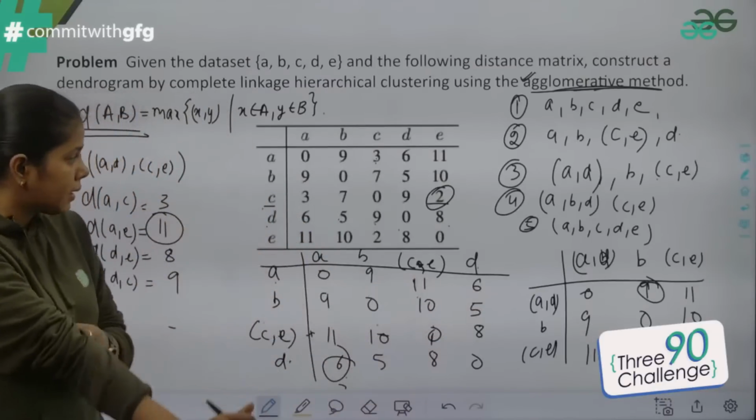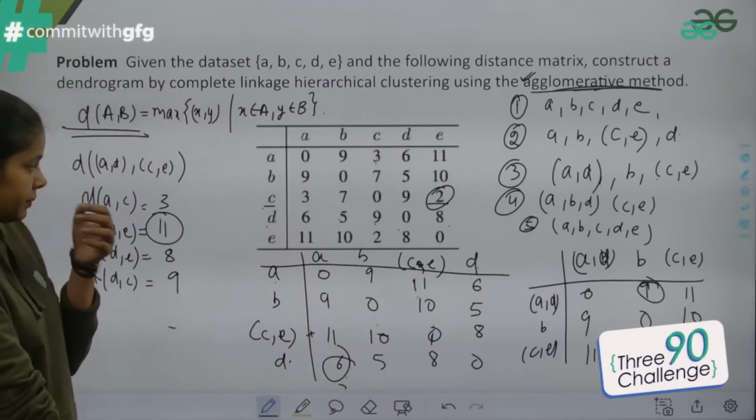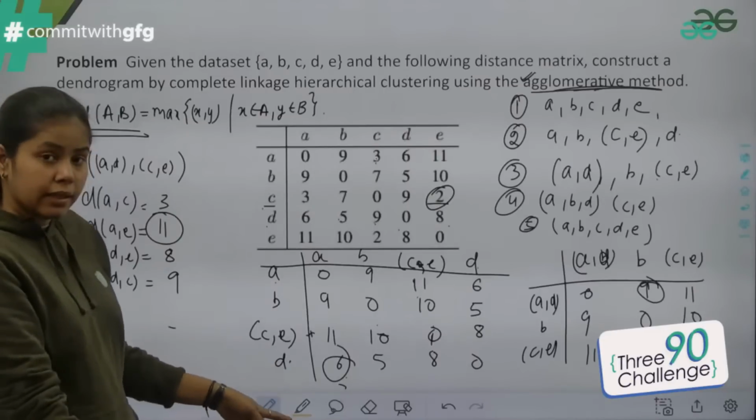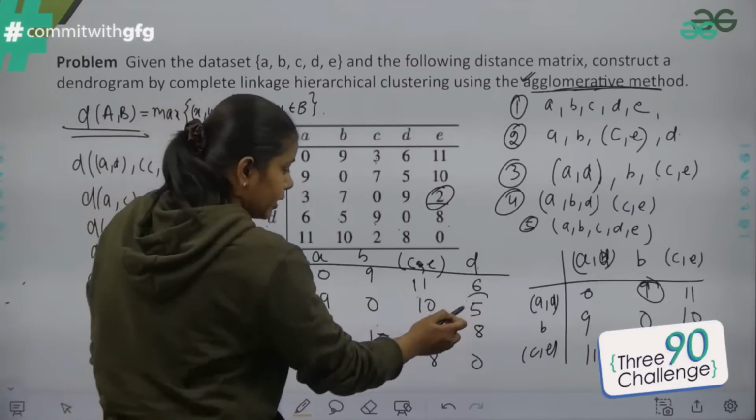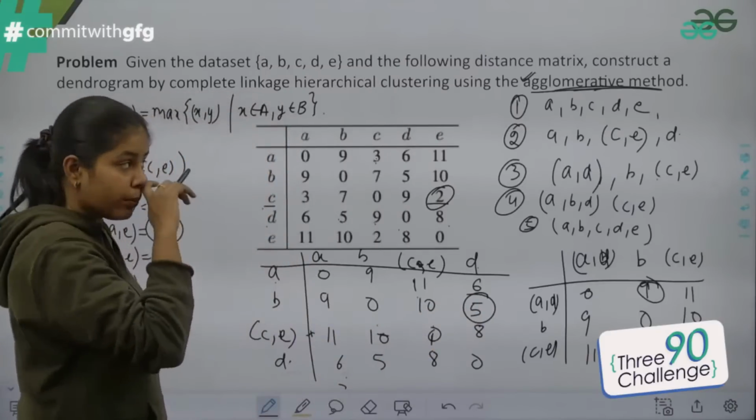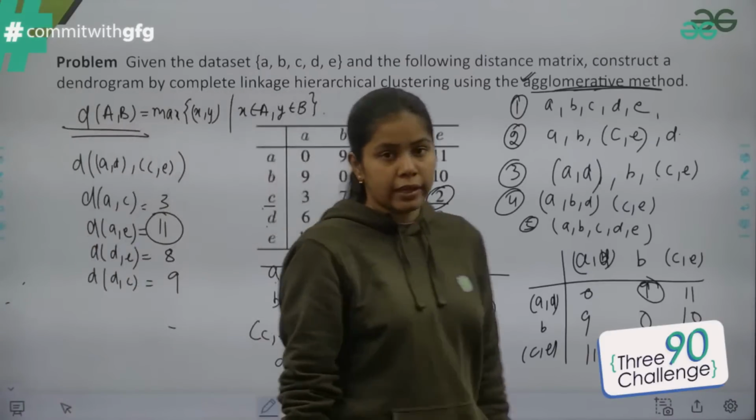Okay, so guys, that's how we'll solve it. But you can see that we made one error here. Instead of 6 distance, you have to take this minimum distance as 5. So B and D gets combined instead of A and D, right?